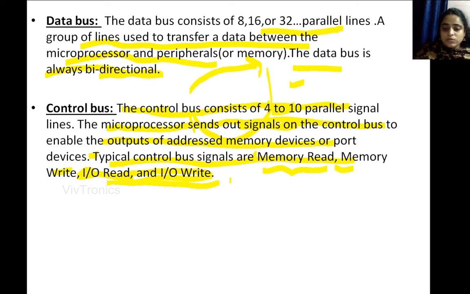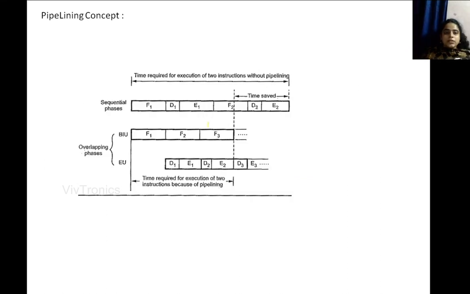Next I am going to tell you about the basic pipelining concept, which is very useful in 8086. This is the pipelining concept that you are seeing here. As I told you earlier, our CPU has 3 functions: fetching, decoding and executing.